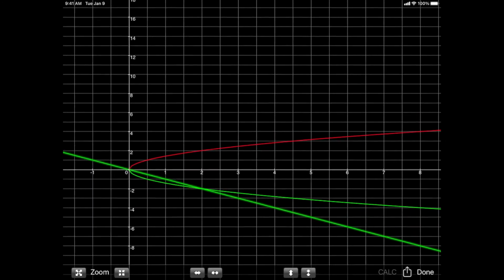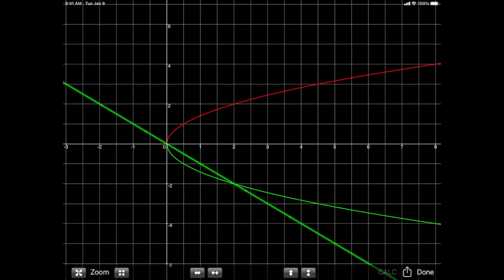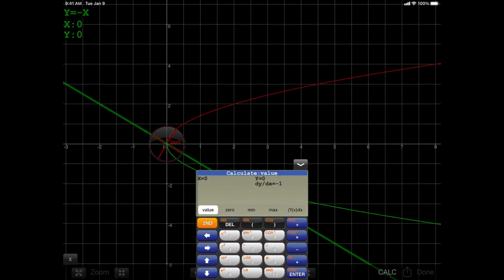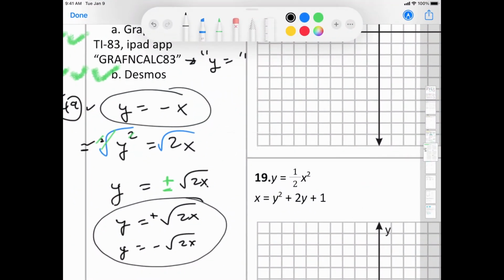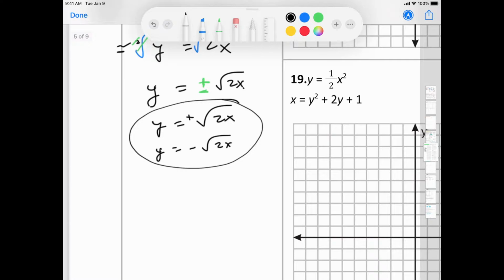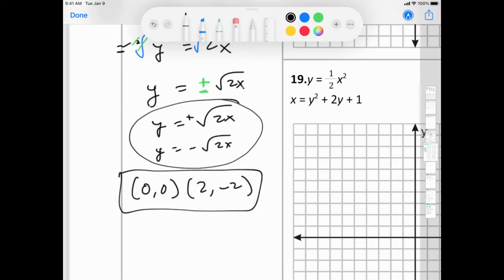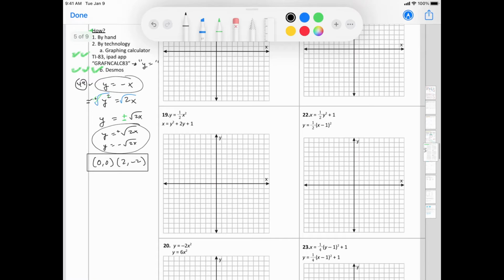And if you look at this, we zoom in a little bit closer, you'll have our point of intersection. Let's see, calculate. No, don't have an intersection. So you're just going to have to look at it. Oh, it says isect. And there's one. 0, 0, and 2, negative 2. This is our answer. Let's go ahead and just draw a quick graph, and then we'll do this.